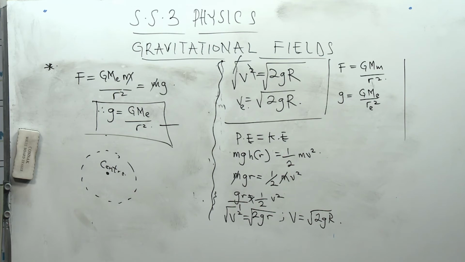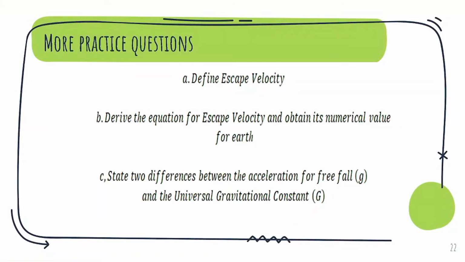Define escape velocity. We define escape velocity as the minimum velocity required to launch an object into space. So the B part of the question wants us to derive the equation for escape velocity and obtain its numerical value for the Earth. I taught us two methods of doing this.